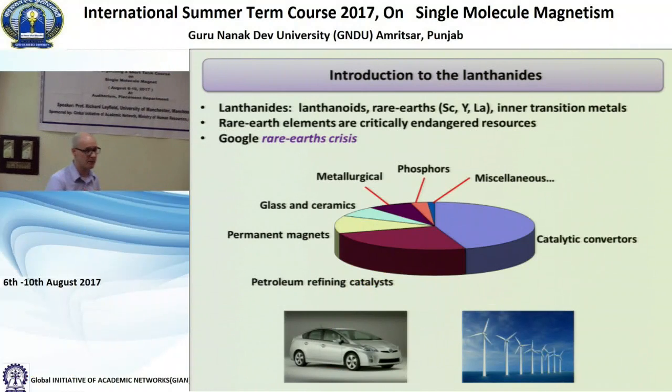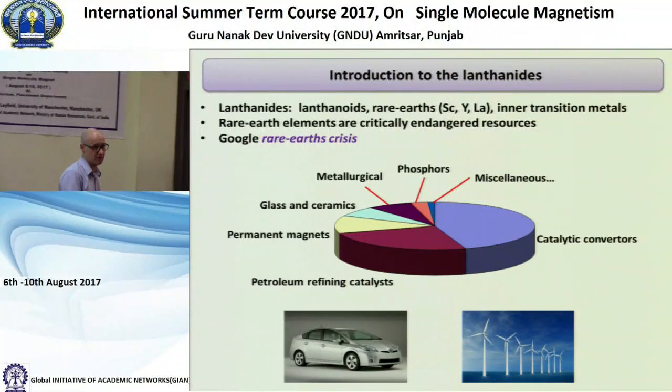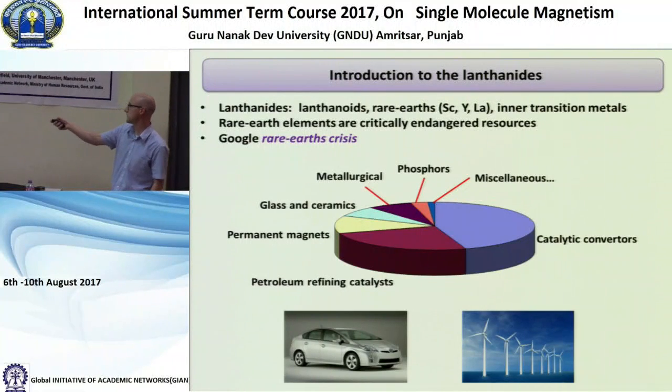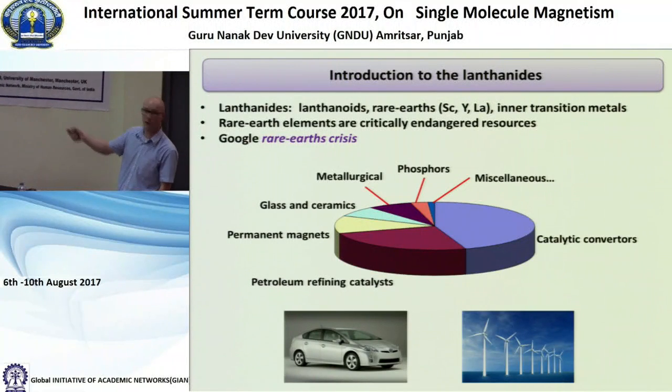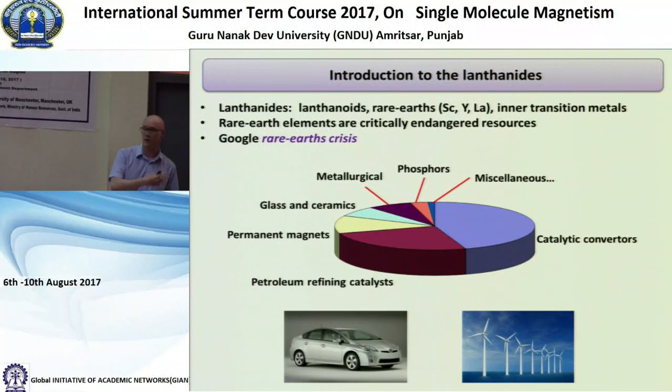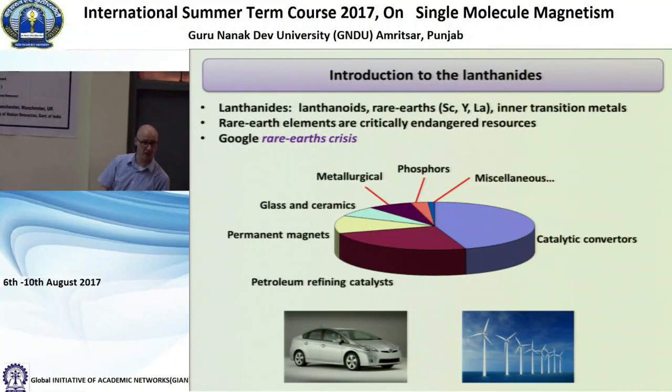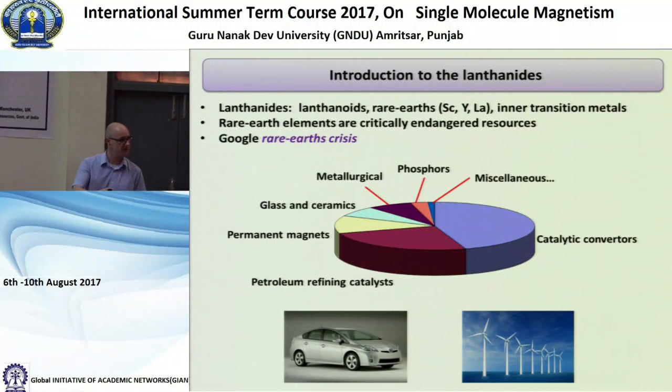Maybe about 10 years ago, that was the sort of thing that the Chinese were doing. These elements are critically endangered resources, so we have to be very careful how we use them. It's important for you to know about that. If you want to know more, you can do a quick Google search on the rare earth crisis, and this will give you more statistics and things like that, and you will see that there is a bit of a problem.